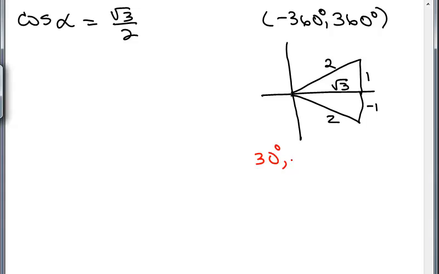Now I'm going also negative all the way up to negative 360, so you might notice that this is negative 30 degrees. That's also going to be in there.